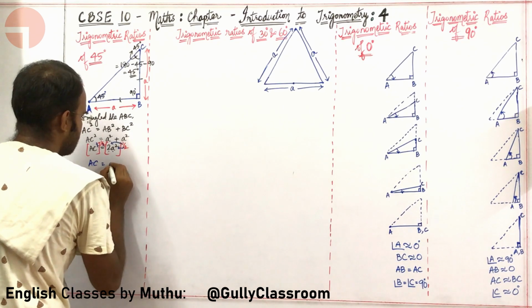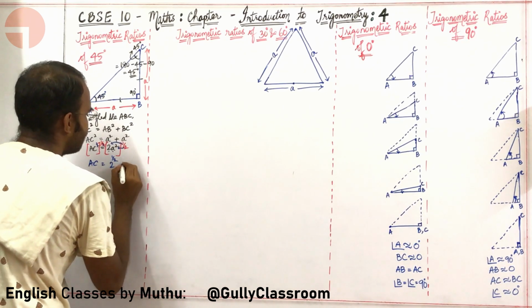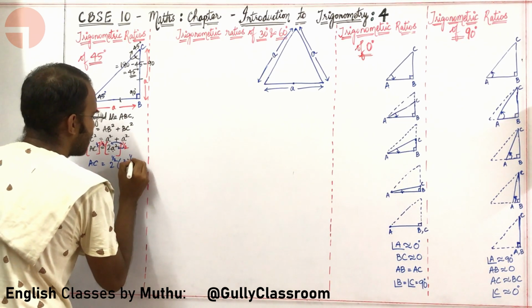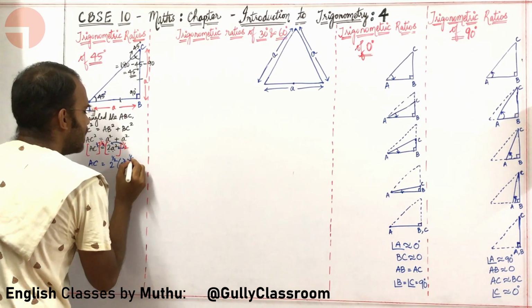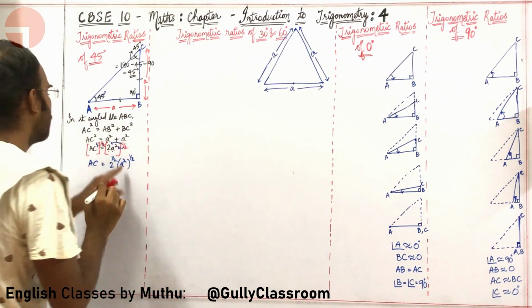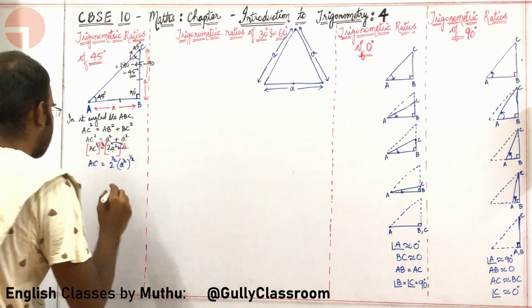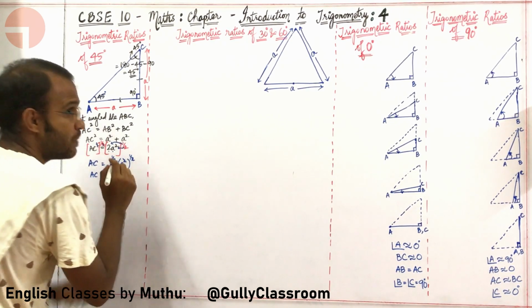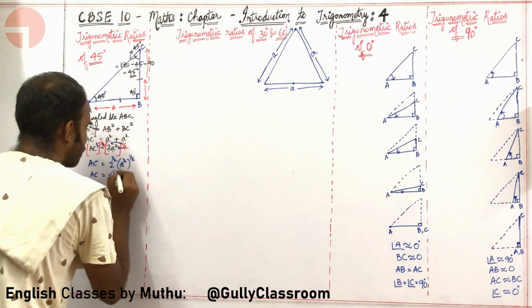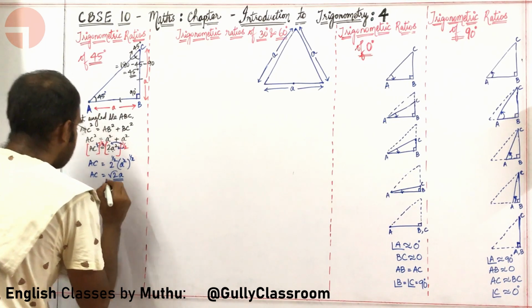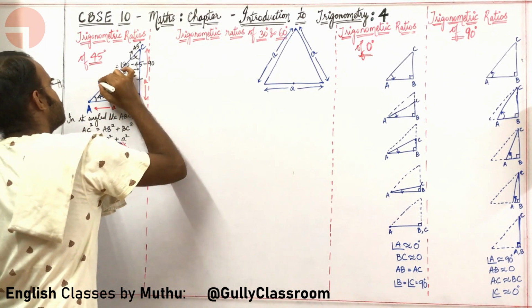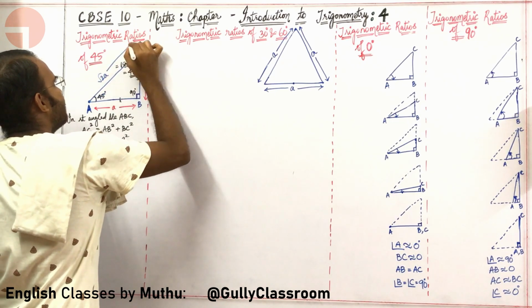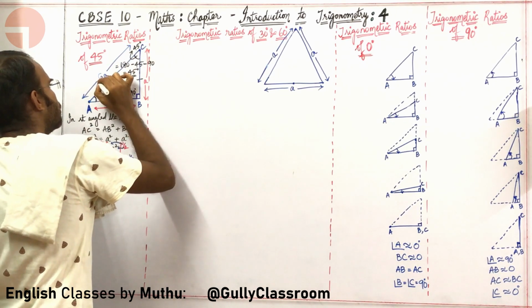AC is equal to 2 power half and a square power half. Here this 2 and this half, both of them will get cancelled. What next? AC can be written as 2 power half, which is nothing but root 2, and here I will simply get A. So the value of AC is root 2A.